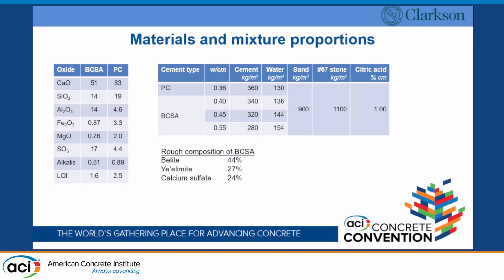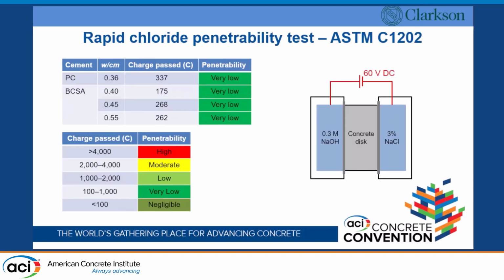Our cement that we're using is roughly 44% belite, almost 30% CSA, and 24% calcium sulfate. By the way, I have more slides than I have minutes to talk, so I'm going to move quickly.